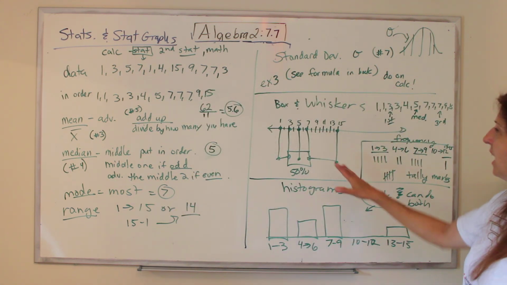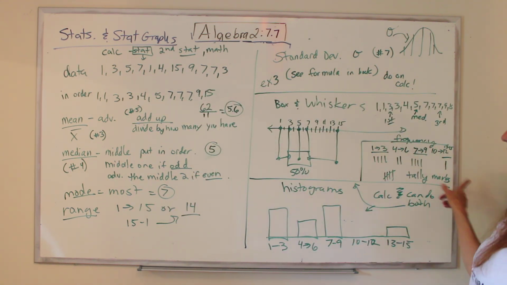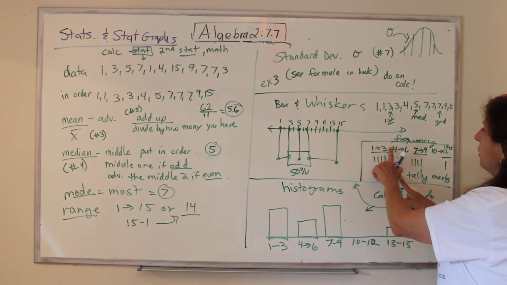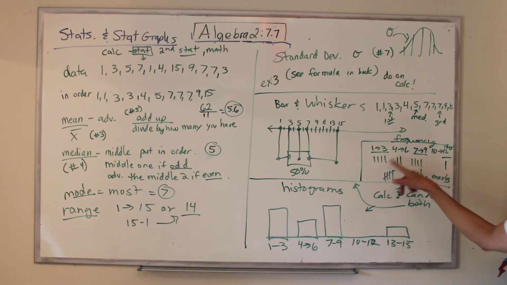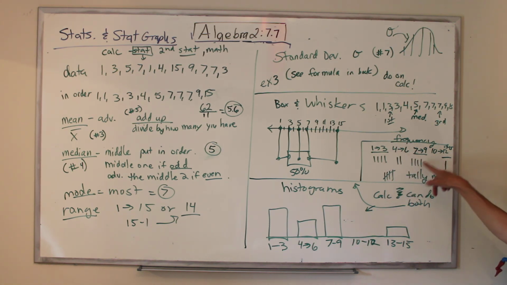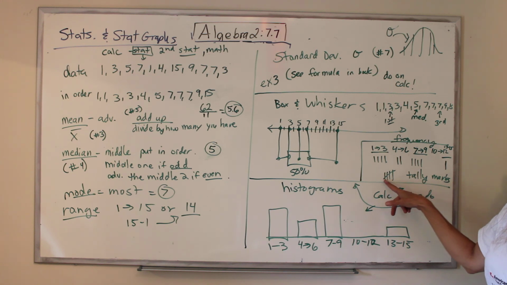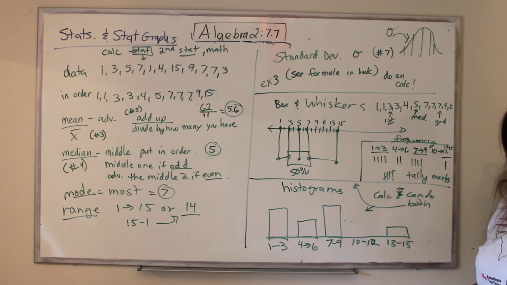Reese's. All right. Also, you can do a frequency thing, which is fancy math talk for tally marks. So between 1 and 3, I had 4 pieces of data. 4 to 6, I had 2. 7 to 9, I had 4. 10 to 12, I had none. 13 to 15, I had 1. If you get to 5 tally marks, you cross them. You make them in bundles of 5 is the proper way to tally markify.